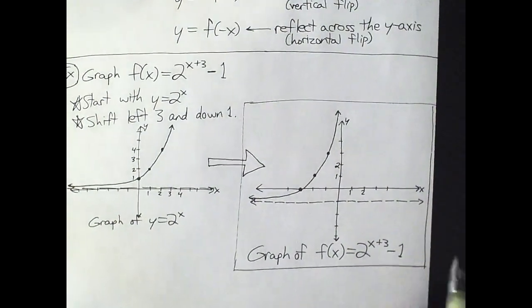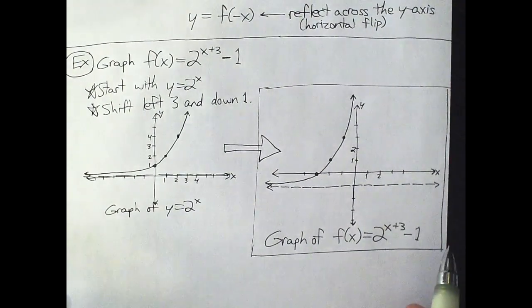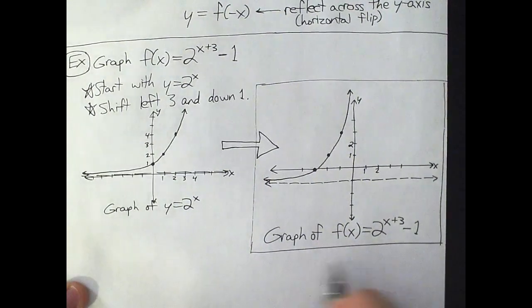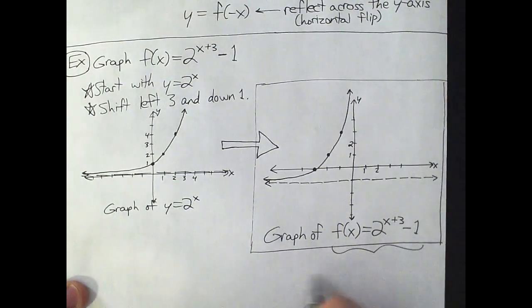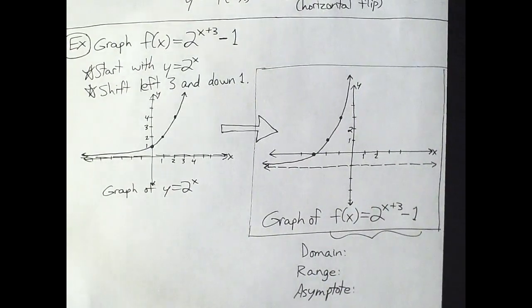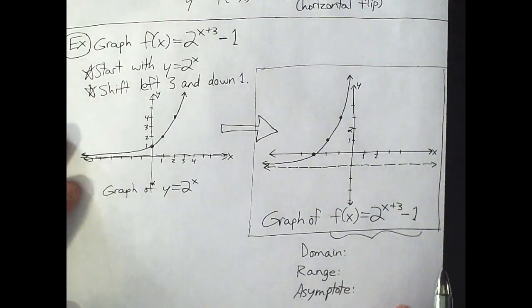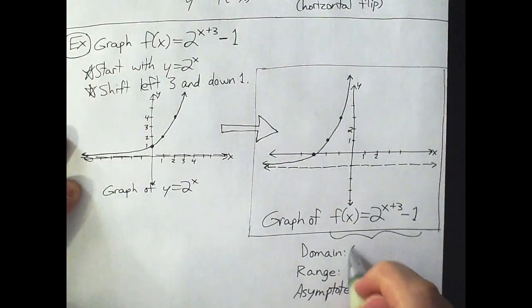I want to put a box around that or something. How about this? This question did not really ask us for anything else, but I'm going to say a few things about this function. What's the domain? What's the range? And what's the asymptote? This is kind of like a follow-up question, in case you were asked these things. So we started with an exponential function. We shifted it left 3 and down 1. The domain is still going to be all real numbers. That has not changed.